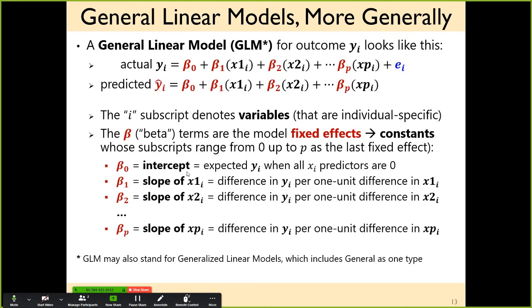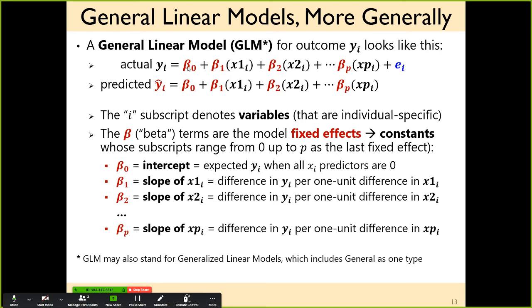So linear models, more generally, that idea can be extended to include multiple kinds of predictors and multiple slopes. So to match the notation in the Agresti book, I'm going with P as the number of fixed effects. So we're starting with the intercept beta 0 here, and then the first predictor x1, the second predictor x2, all the way up to xp as the last term.